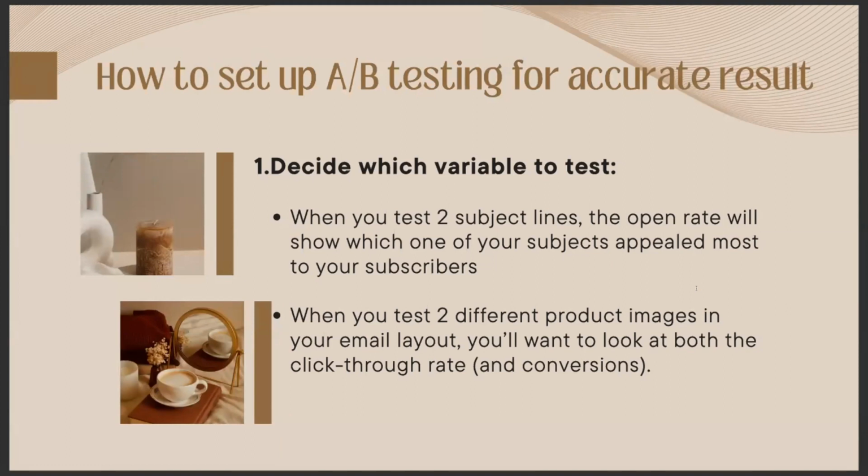So with all of that, how do you set up A/B testing for accurate results? First, you need to decide which variable to test. When you test two subject lines, the open rate will show which one of your subjects appealed most to your subscribers. And when you test different product images or email layouts, you'll want to look at both the click rate and conversions.